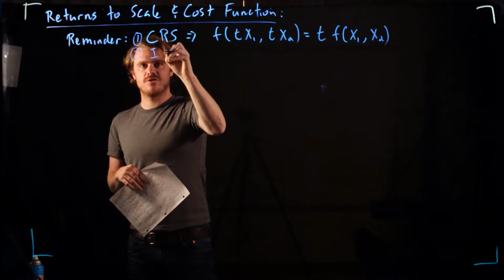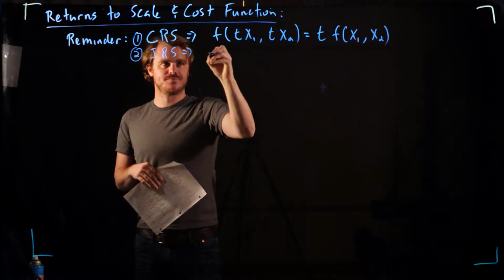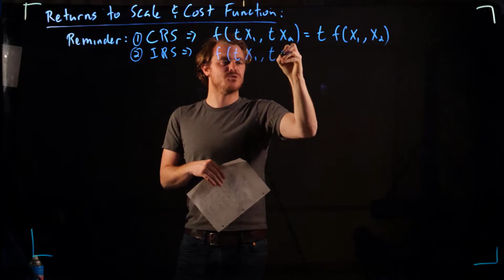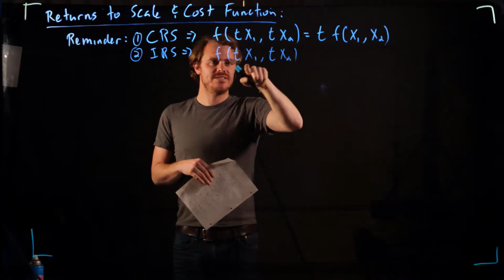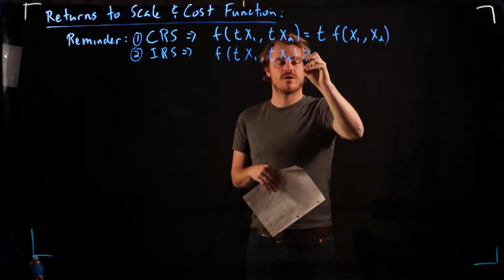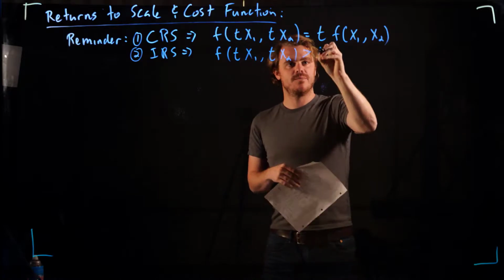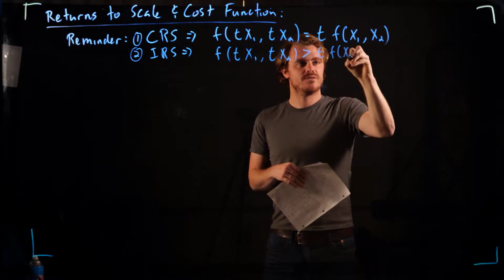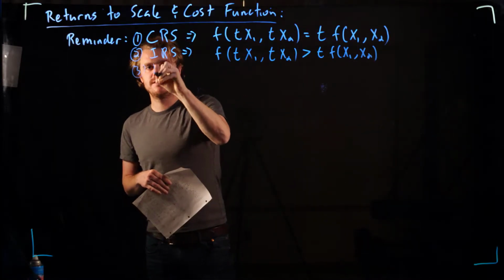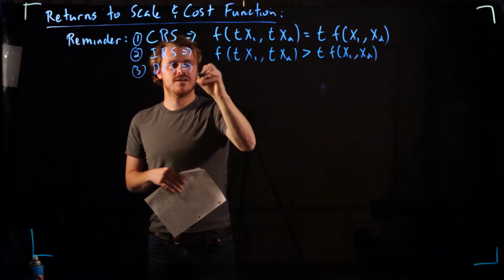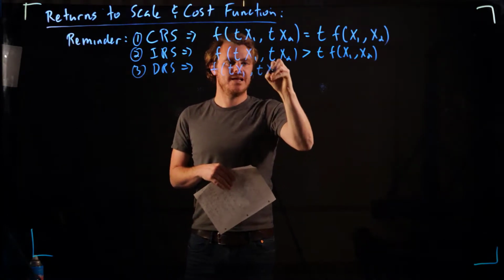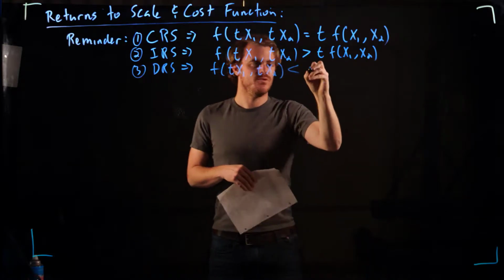2, we're going to have increasing returns to scale. And this is, for instance, if we want to use our t equals 2 example again, if we double the amount of each of the inputs, we get more than double the amount of output. And finally, 3 is decreasing returns to scale. This is when, again, if we double the amount of input, we get less than double the amount of output.